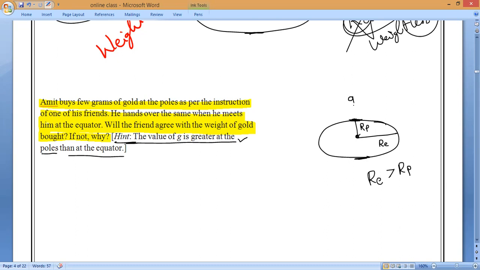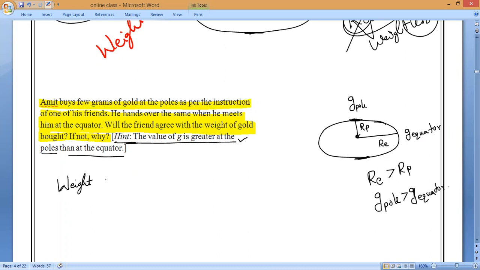So, g value at the pole and g value at the equator. Which is greater? Always, g value at the pole is greater than g value at the equator. That is what you should remember. Now, you write the sentence. Understand? You should write the answer very properly.